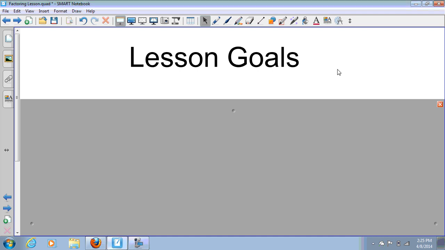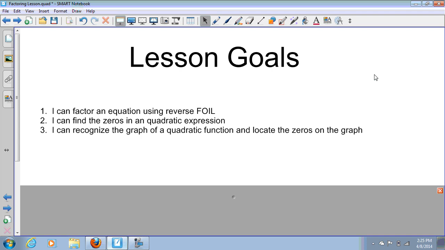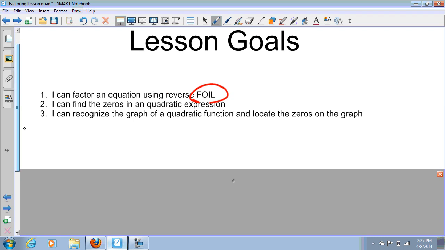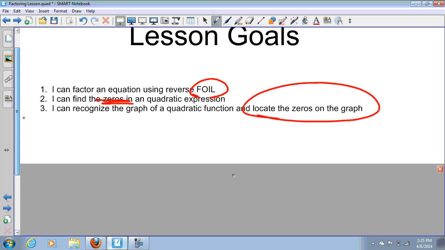Okay, this is the first lesson for part 2 of quadratic formula. We're going to solve quadratics by factoring. These are our goals. We're going to reverse FOIL, which you can remember from doing polynomials part 2. We're going to find the zeros, and then we're going to recognize and locate the zeros on the graph. We're not going to do so much graphing. We're just going to find the zeros.